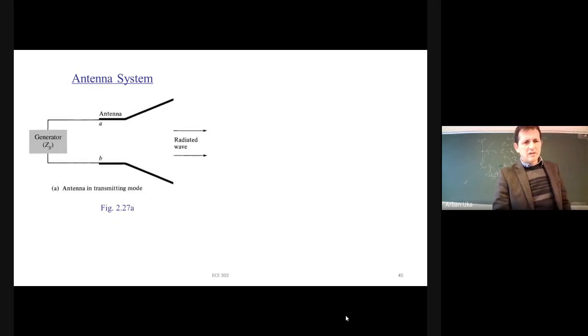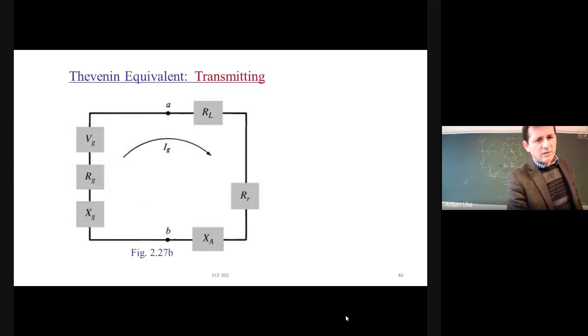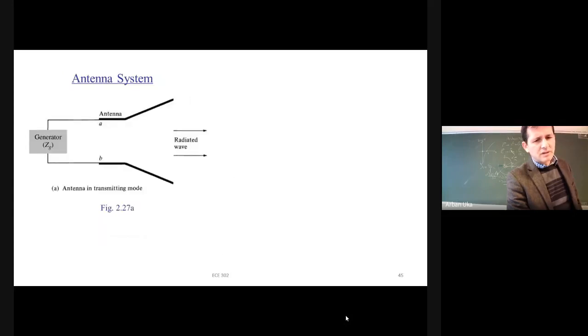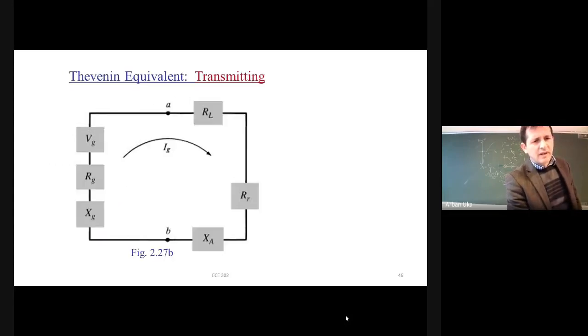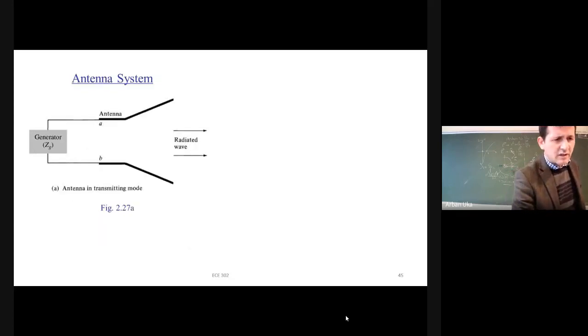An antenna system, in this case, is an antenna in the transmitting mode, because we have an antenna and a generator. The antenna starts at the terminals between A and B, and the wave will be radiated to your right. This antenna can be considered equivalently as if it has a Thevenin equivalent, considering these circuit components, where G denotes the wave generator, and ZG that we see here in the first figure is the impedance of the generator.